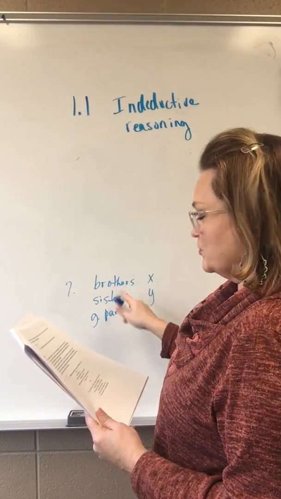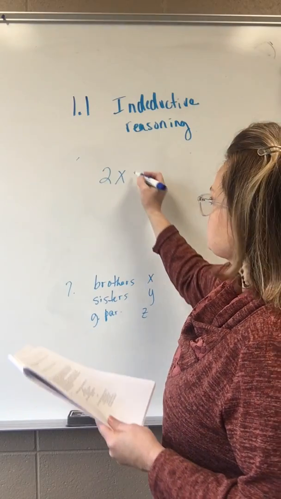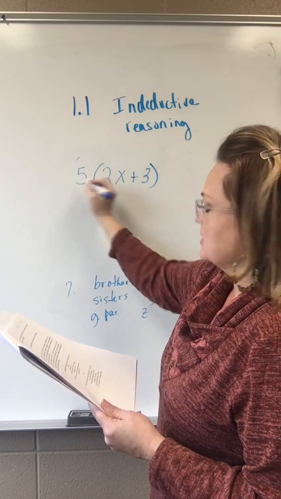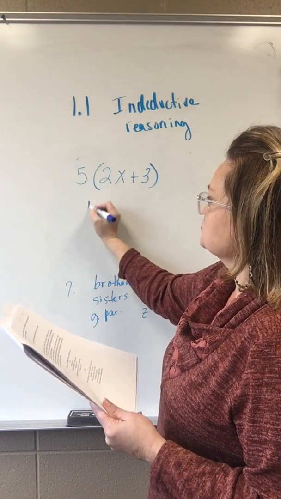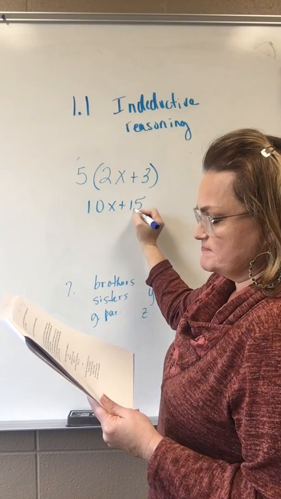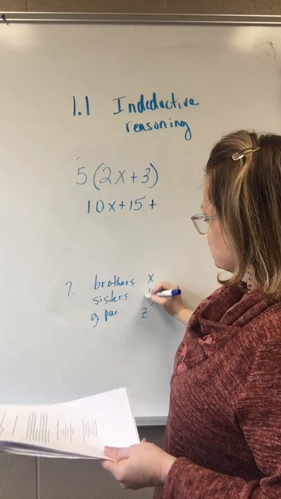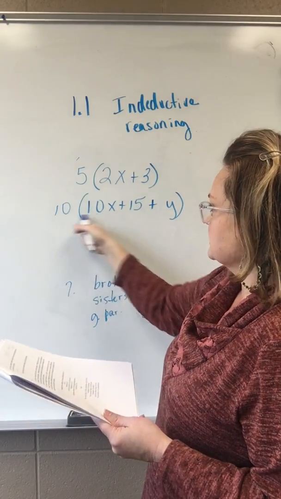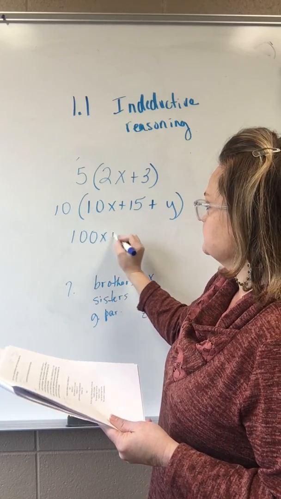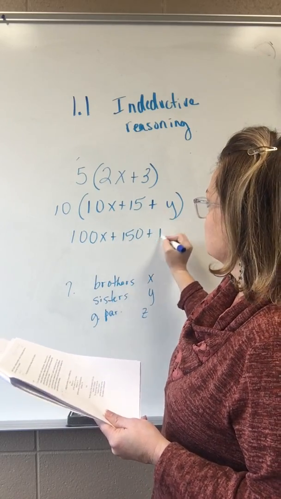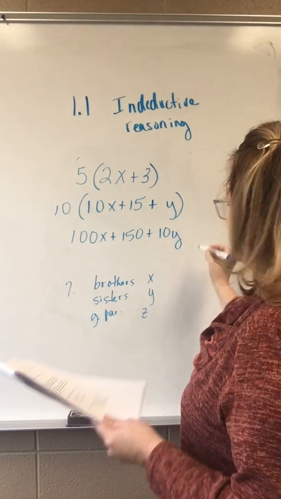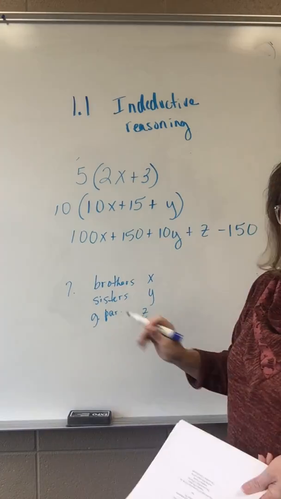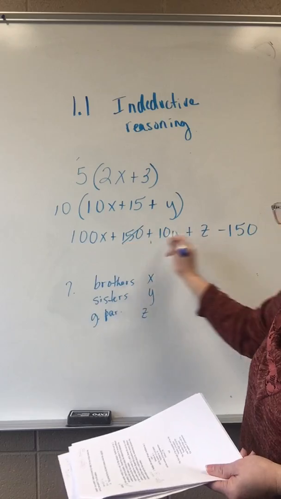It says take your number of brothers times 2, so it'll be 2x, add 3, multiply all of that, so I do need a parenthesis, multiply it by 5. I need to distribute there, that would be 10x and 15. Then add your sisters, which would be y. Then multiply all of that by 10. So again, I need to distribute everything times 10. There's where that 150 comes in, that weird 150 we saw. Add your grandparents, which is z, and then subtract 150. So that weird 150 that wound up in there gets canceled out.